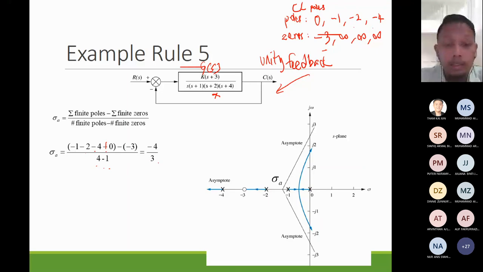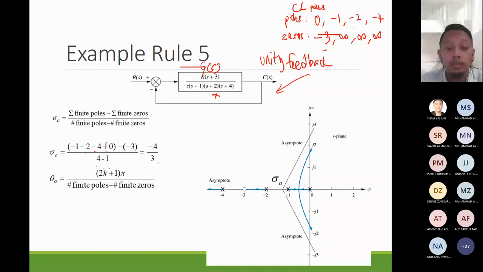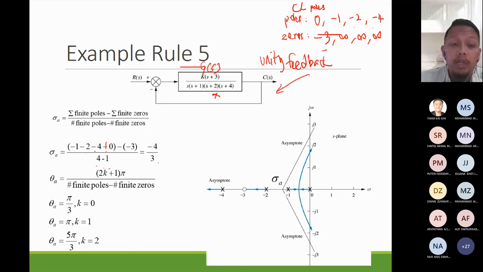And then we can find the angle of asymptote using this formula: (2k plus 1) times pi divided by the number of poles minus the number of zeros. So here we have k. How to determine the value of k depends on the amount of angle. When you calculate the angle and you get theta a bigger than or equal to 2 pi, then you stop calculating. Okay, you start k with 0.